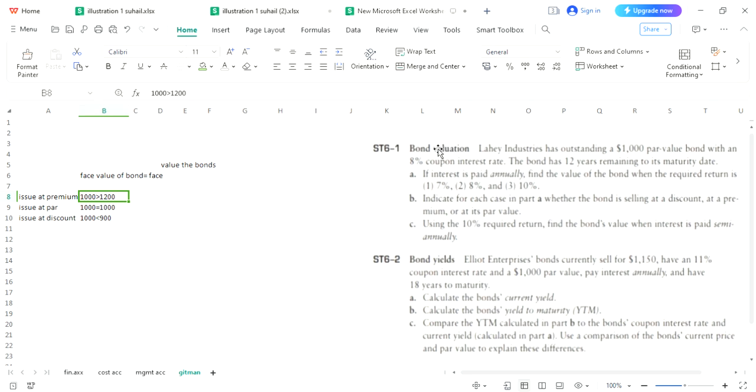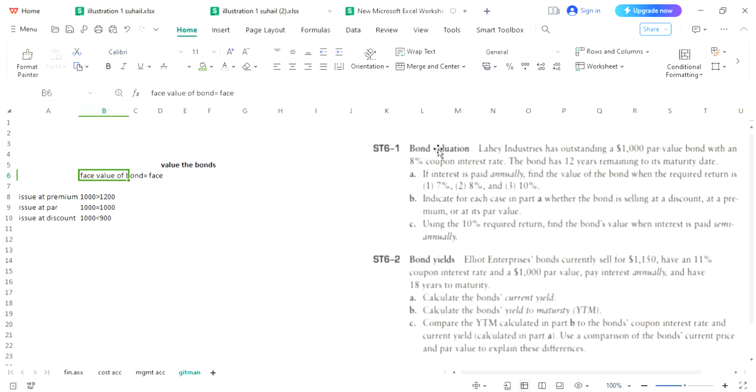Your organization is very strong. People want to invest in your company. People want to give loan to your company or organization, but you don't want to get loan for what you will take advantage of this situation. 1000 you will write upon the paper, but will receive 1200 from public. Issued at premium, issued at par, issued at discount, we have explained. And this concept is purely associated with the value of bond. This is what we are going to understand.